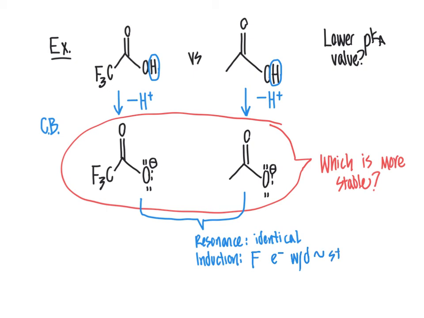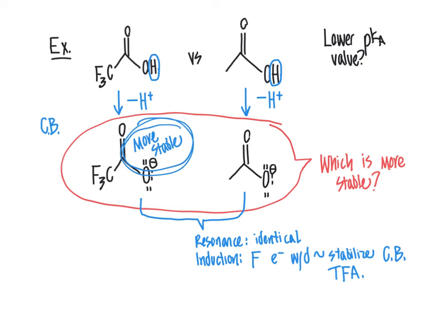And so those are going to stabilize our conjugate base of our trifluoroacetic acid, or TFA for short. So this is our conjugate base of trifluoroacetic acid right here. That one is the more stable of the 2 conjugate base products. And so the more stable of the 2 conjugate base products will correspond back to the more acidic of the 2 starting materials, or in other words, the one that has the lower pKa value.